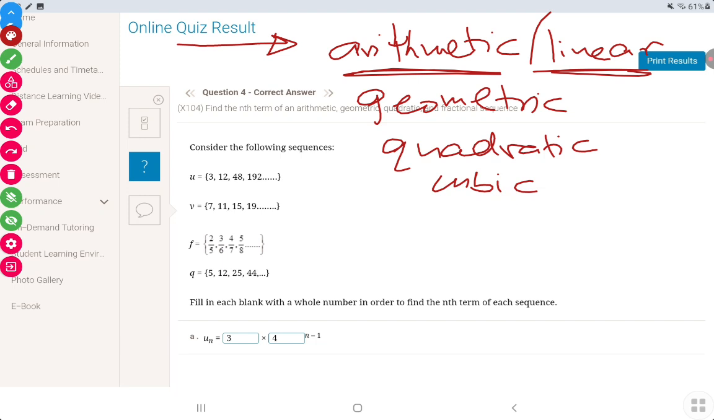Quadratic means, okay, the first time you subtracted, it wasn't equal, but when you subtracted the differences, you made a second set of differences. If it's quadratic, that means the second set is equal. And cubic means same as quadratic, but we added a third set. So cubic means the third set of differences are equal. So we check which type of sequence it is, okay? It could be any one from these 4.